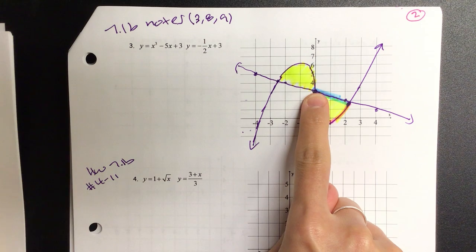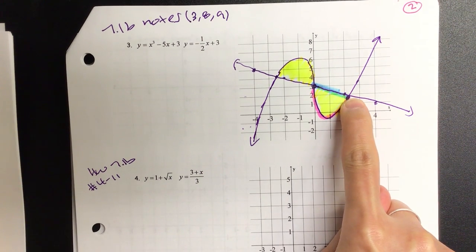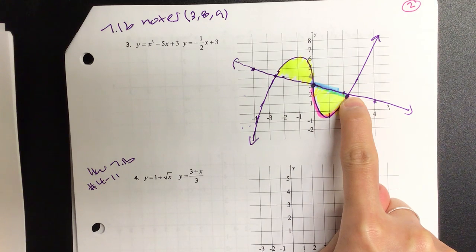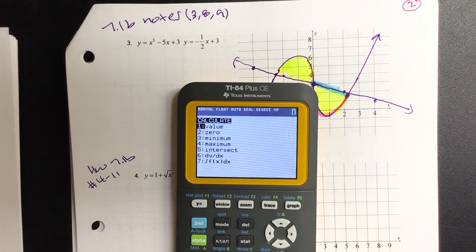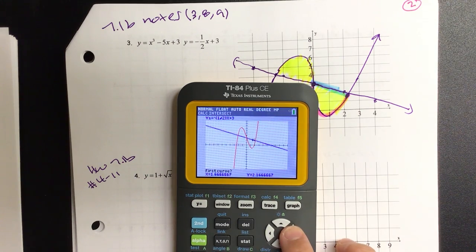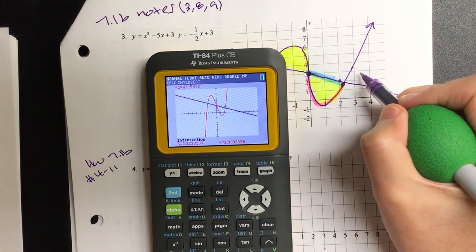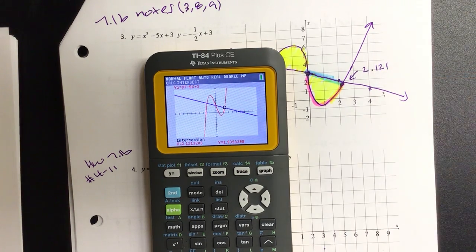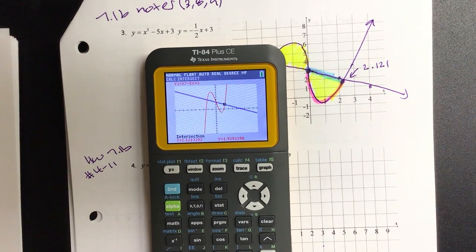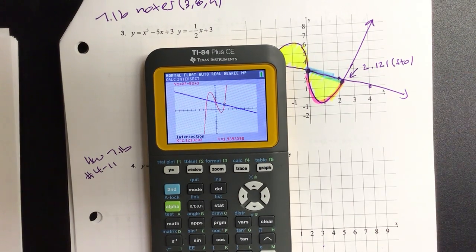We know that point is 0 on the x. Is there a way to figure out what that decimal value is? Not with our naked eye, right? But we can intersect it. Second calc 5. I'm going to hover pretty close to that intersection. And let's press enter 3 times. And that point is about 2.121. Now you can store this as whatever number you want. But here's the beauty of it.